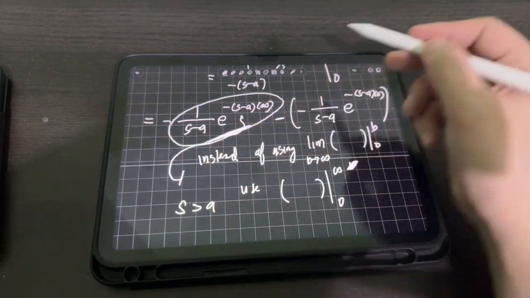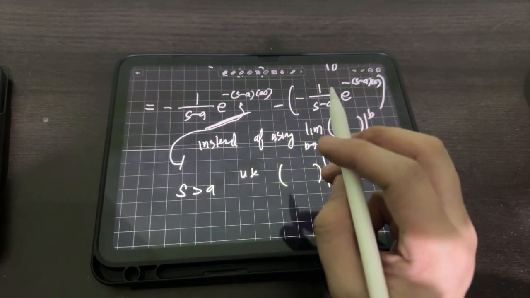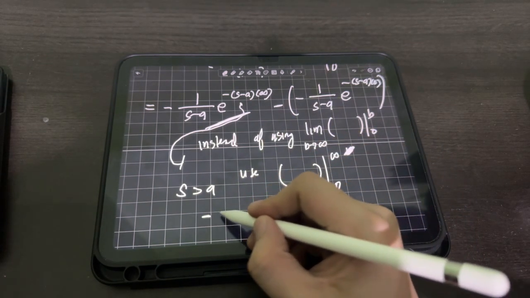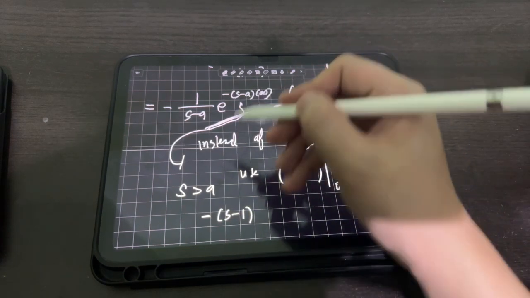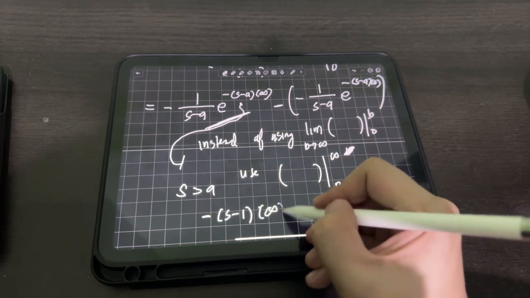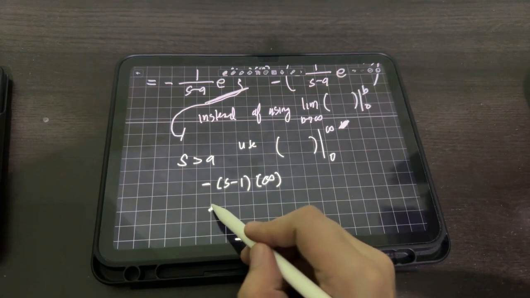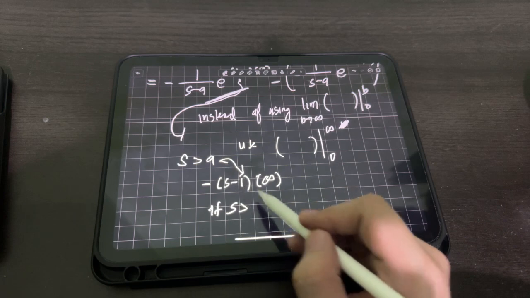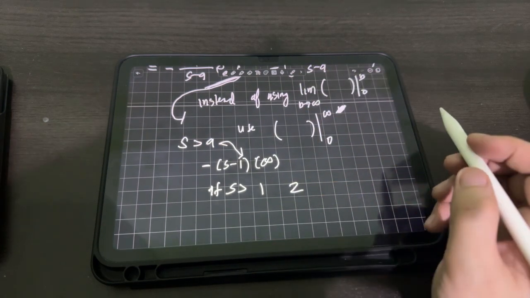This whole term. Okay? Let's say you have negative s minus 1. For a, let's assign a equal to 1. Then you have this infinity here. So if you set s greater than the chosen value of a, which is 1, let's say you choose 2. Okay?